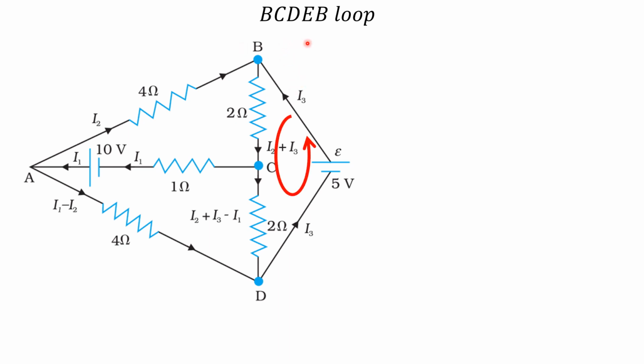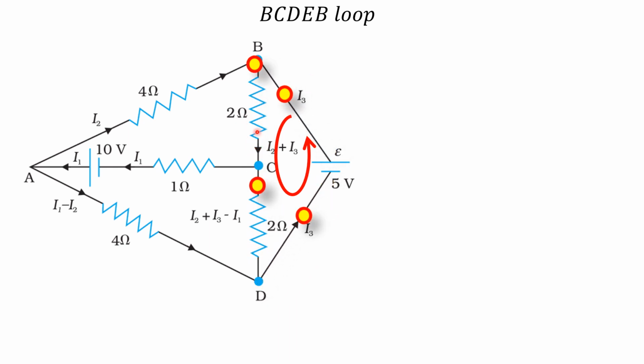First, we consider this BCDEB loop. This is the current direction for this loop. Voltage rule is a very simple rule. I give one trick for this voltage rule. If the loop direction and the current directions are same, give positive sign for that voltage. And if the loop direction and the current directions are in opposite direction, give negative sign for that voltage.